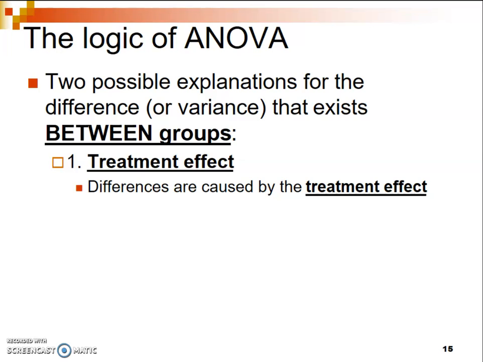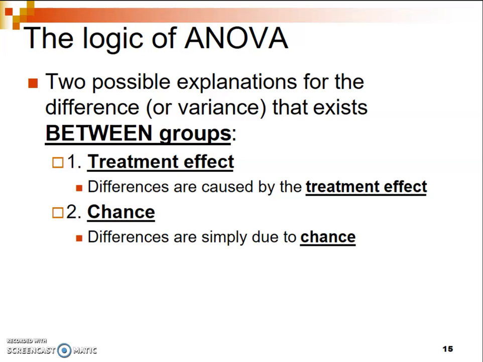So if indeed it is the actual room temperature that's causing the differences between the hot versus average versus cold rooms, that would be due to the treatment effect. Again, the treatment being the room temperature. So the possible difference between the groups could be due to the fact that they're experiencing these three different conditions. So ideally, that is what would cause the differences between our groups that we're testing.